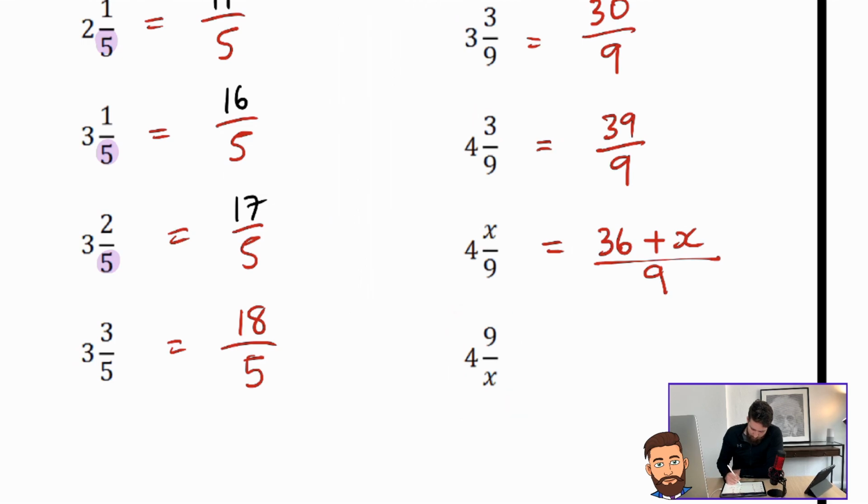And then finally, same method. What is 4x times 4 is 4x plus 9. Well, you cannot add 4x and 9 together, so you just have to write 4x, add 9, over the original denominator, which would be x.